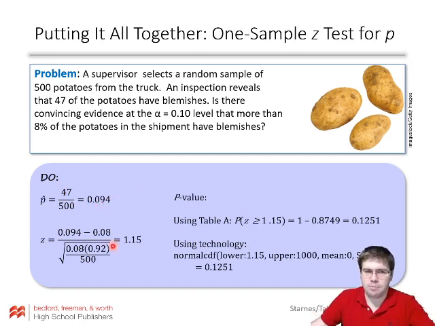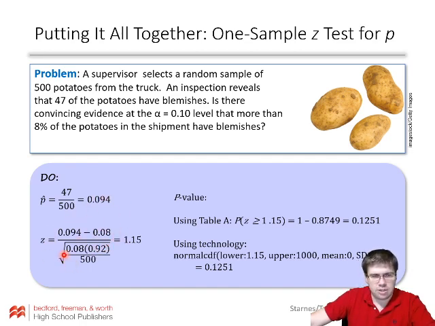Is that enough to make us reject the whole batch? So we find 0.094 minus 0.08, and then we divide by, and then we use that null hypothesis for our standard deviation, because we're doing the whole problem assuming that there really are 8%. What's the probability I would get 9.4% when it really is 8% for the entire load? So we calculate that z-score. We get a z-score of 1.15, or 1.15 standard deviations above the mean.